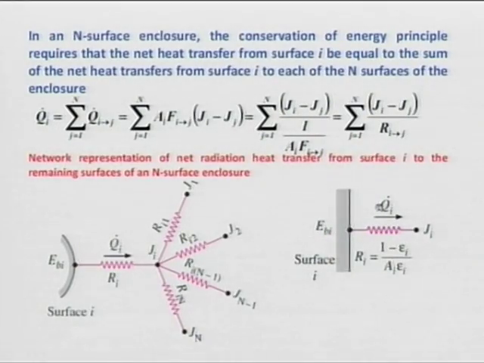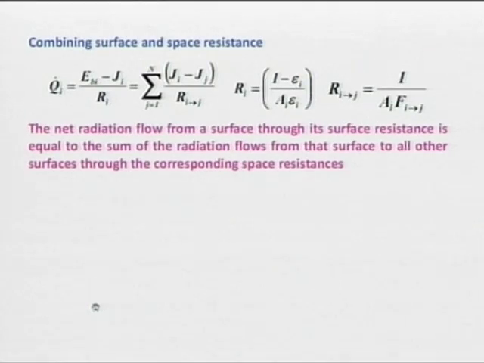Through which resistance? Same surface resistance, only thing different will be 1 minus epsilon 1 by A1 epsilon 1, 1 minus epsilon 2 by A2 epsilon 2, 1 minus epsilon n minus 1 by A n minus 1 epsilon n minus 1, and so on and so forth. I think everybody has got it. So, if there is a chorus answer, there is no discontinuity, this is correct. So, the net radiation therefore we can calculate, and I think all of us know to do this.